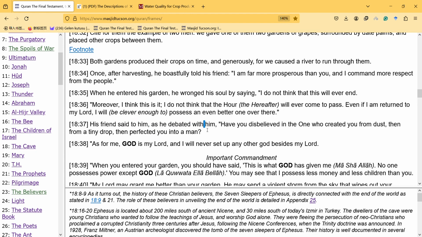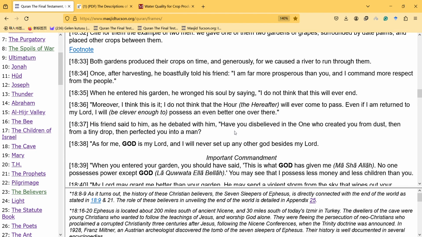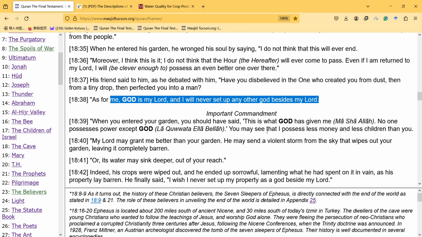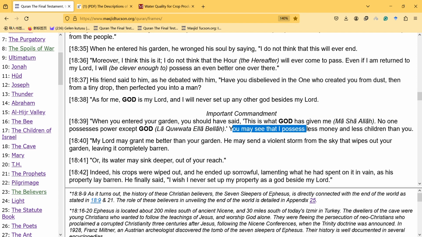His friend said to him as he debated with him, "Have you disbelieved in the one who created you from dust and from a tiny drop, then perfected you into a man? As for me, God is my Lord, and I will never set up any God beside my Lord. When you entered your garden, you should have said, 'This is what God has given me. No one possesses power except God. La quwwata illa billah.'" I'm not sure how to pronounce it.